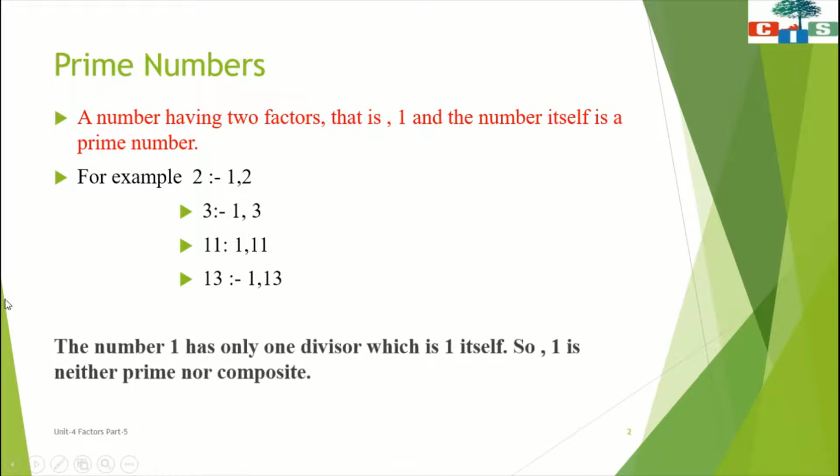The number 1 has only one divisor, which is itself. So 1 is neither a prime number nor a composite number. What composite numbers are, we will see in our next slide. Just remember that 1 is neither a prime number nor a composite number. It is a unique number because it has only one divisor, that is 1 itself.